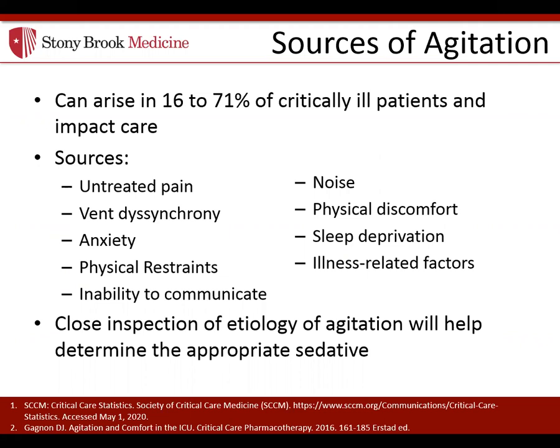vent are trying to breathe in different ways, anxiety, because the patient is unable to anticipate what will happen next, physical restraints, such as that would stop the patient from even itching an itch that they have, excessive noise that they're unable to control that can actually also lead to sleep deprivation, and then illness-related factors such as fevers, hypoxia, dehydration, withdrawal. And based on the etiology of the patient's agitation, the clinicians are going to be able to select more appropriate agents to treat it.